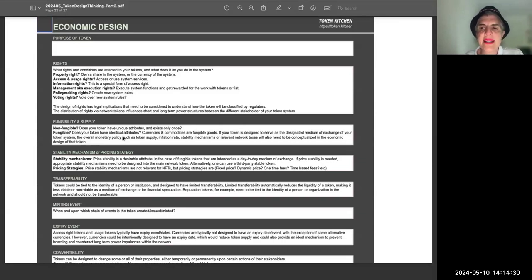It could be the designated medium of exchange of your network or your token system, but it doesn't necessarily have to be. Ocean Protocol, for example, has a kind of protocol token which you can pay, but it's not the only currency they accept. Most other networks only accept their own currency tokens. Okay.